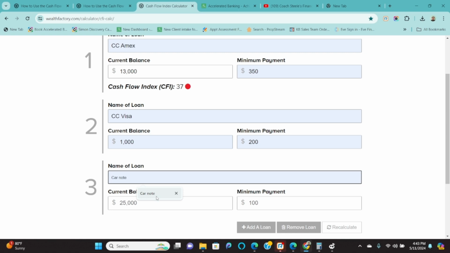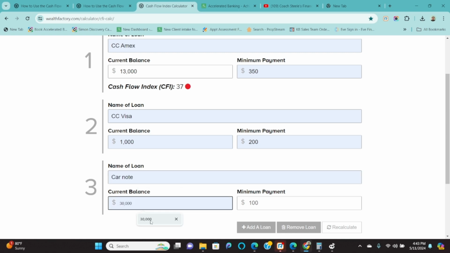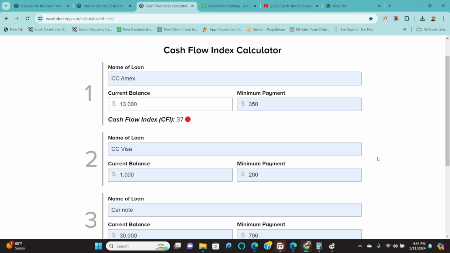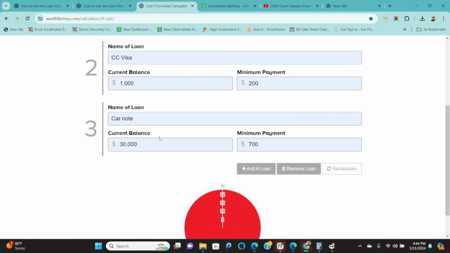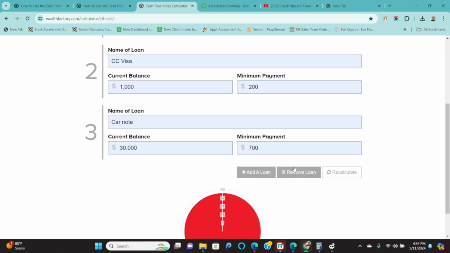So we're going to add a car note. And let's say that on that car note, we owe about $30,000 left, and the minimum payments every month are $700 a month. Now, notice the cash flow index calculator doesn't look at what the interest rate is on each of these debts. It's looking at how much cash flow it is taking from you in connection to that balance. And so now that we have it all in, and of course, if you have more debts, you would write them in, we would hit recalculate.